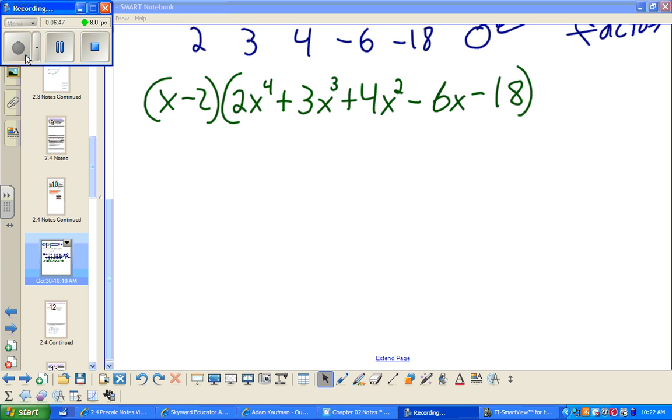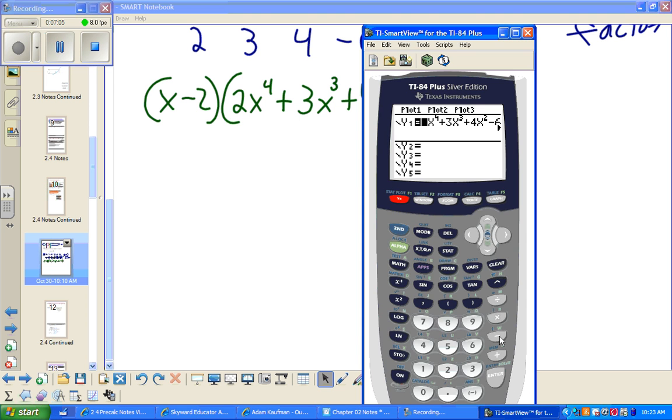Now what I can do is graph this remaining polynomial function, or this resulting polynomial function that I got after I factored out an x minus 2. Why would I graph that? Well, to find the zeros again. I could use the old graph, but you know, it's fun to see new graphs.